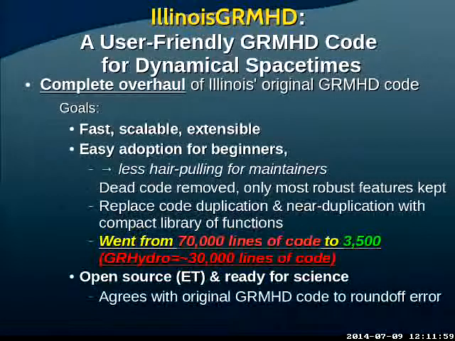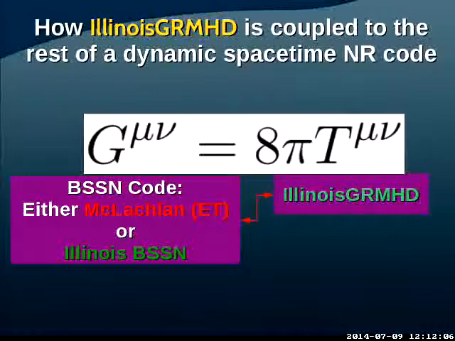Now, before I present the results that demonstrate this, a brief overview of where Illinois GRMHD fits in with the rest of a dynamic spacetime code is warranted. Zooming out, Illinois GRMHD provides the right-hand side of Einstein's equations. And to do these GRMHD simulations in the context of dynamic spacetimes, it's got to be coupled to some code that simultaneously evolves the spacetime metric. To this end, the goal is to couple Illinois GRMHD to two different schemes that employ the so-called BSSN formalism of Einstein's equations. First, Einstein Toolkit's native BSSN code called McLachlan, and second, Illinois BSSN. Coupling to the closed source Illinois BSSN code is complete, and coupling to the open source McLachlan is in progress.